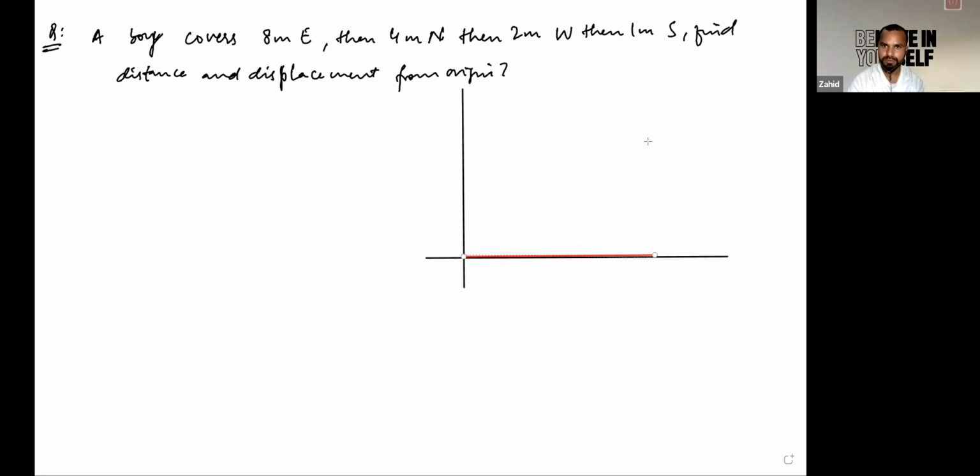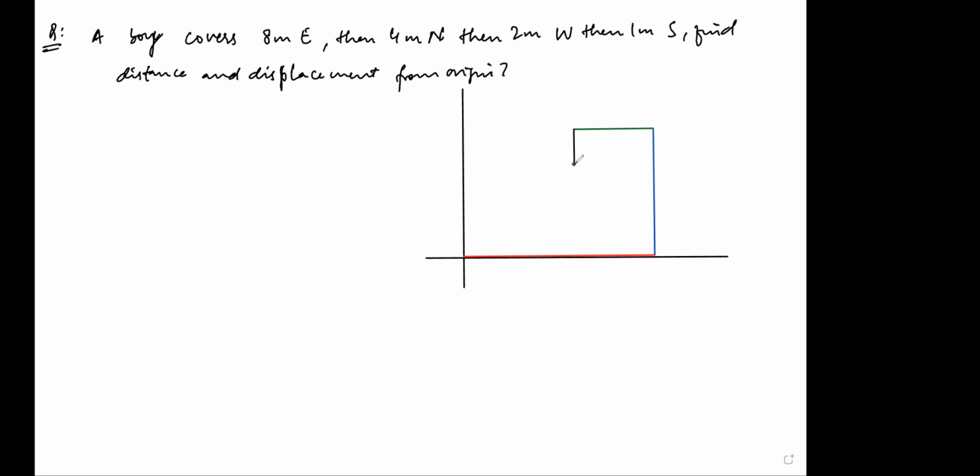Then it will go 4 meter towards north, and then 2 meters towards west, and last 1 meter towards south. So this will be the actual diagram for this path. Is it clear, Sabita? Yes, sir.